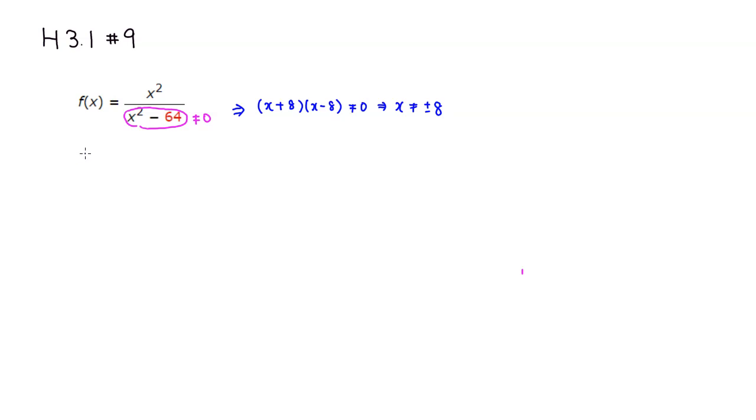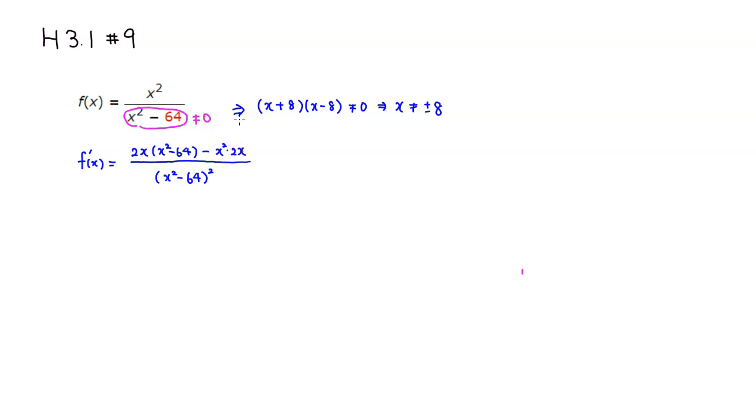All right, so we need to find the derivative to find the critical number. We're going to use the quotient rule. First square the denominator, so you have quantity x squared minus 64, squared. Then take the derivative of the top times the denominator: 2x times the quantity x squared minus 64, minus the top, which is x squared, multiplied by the derivative of the denominator, which is 2x.